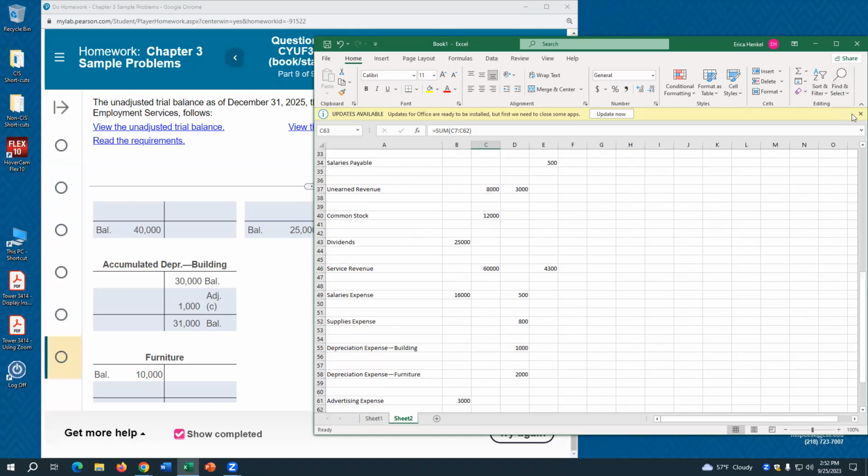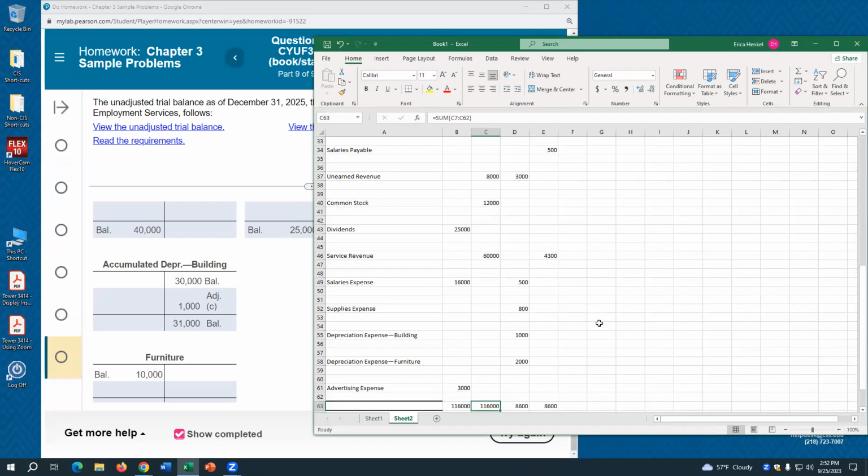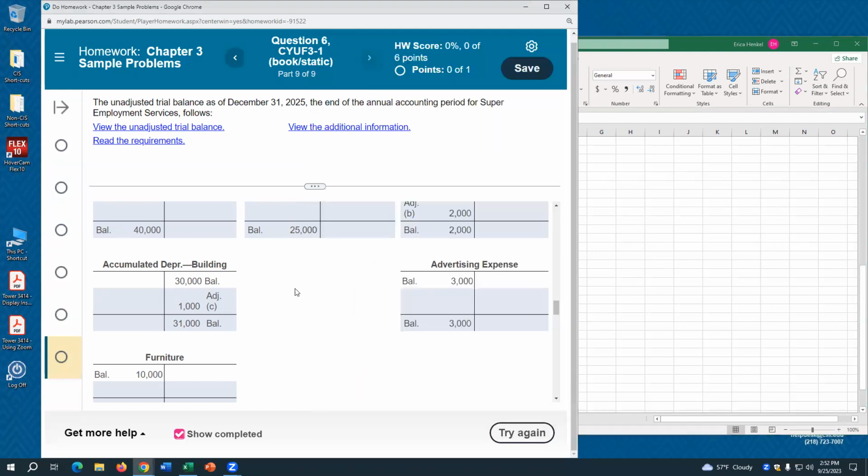Okay, now. I have a question about service revenue. Yep. There's no place to put the adjusted trial balance. You should be able to just go right over. Are you over by one extra column possibly? Oh, I see. Did you have to scroll over? Oh, okay.